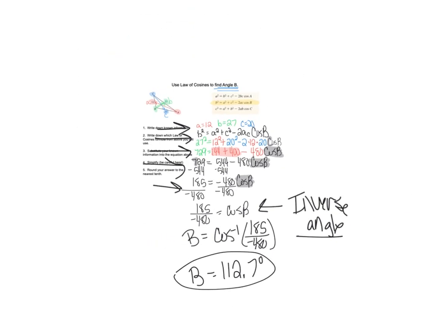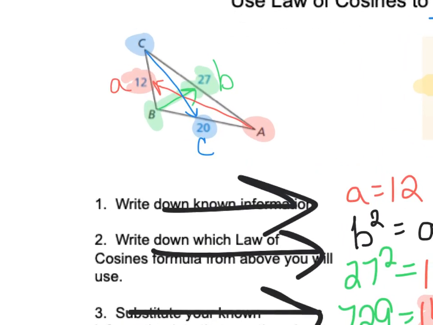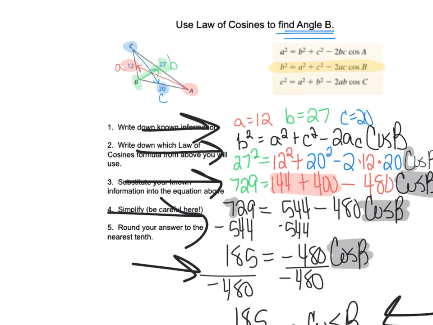And again, we should always go back and make sure our answer makes sense. So angle B is definitely obtuse, so it's going to be a little bit more than 90, and 112 would be an answer that makes sense.